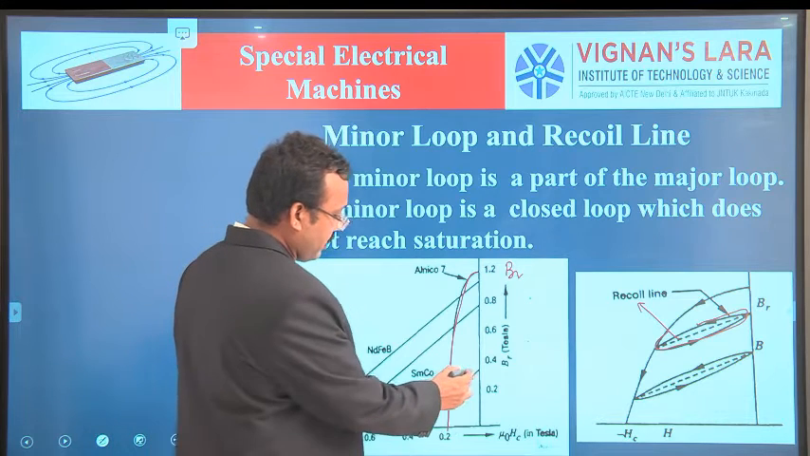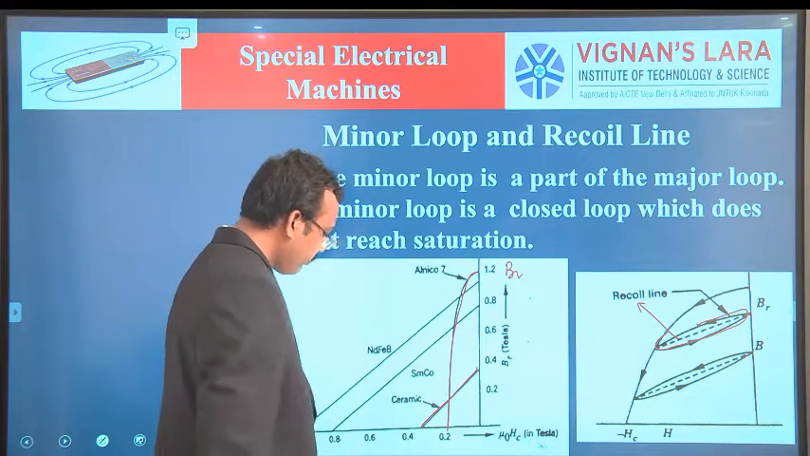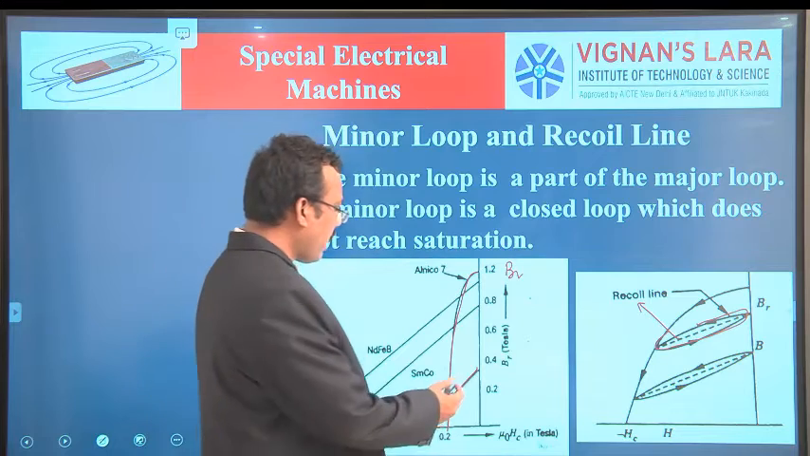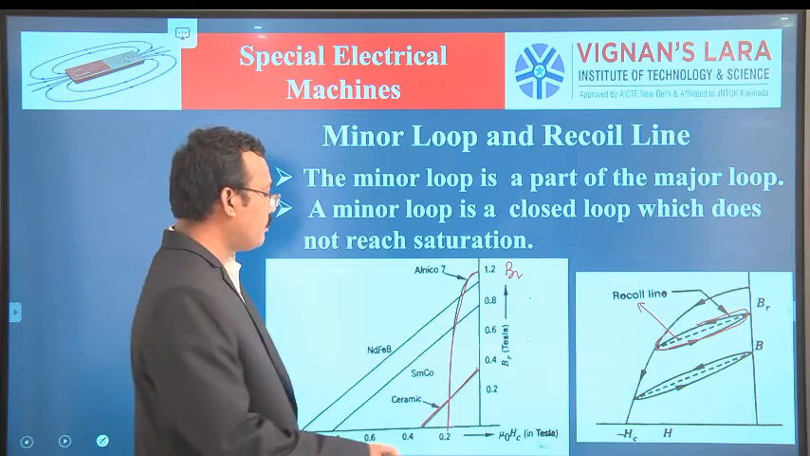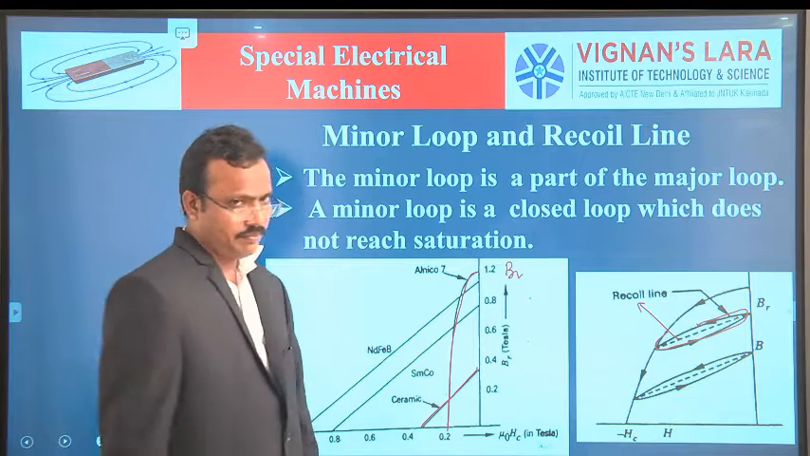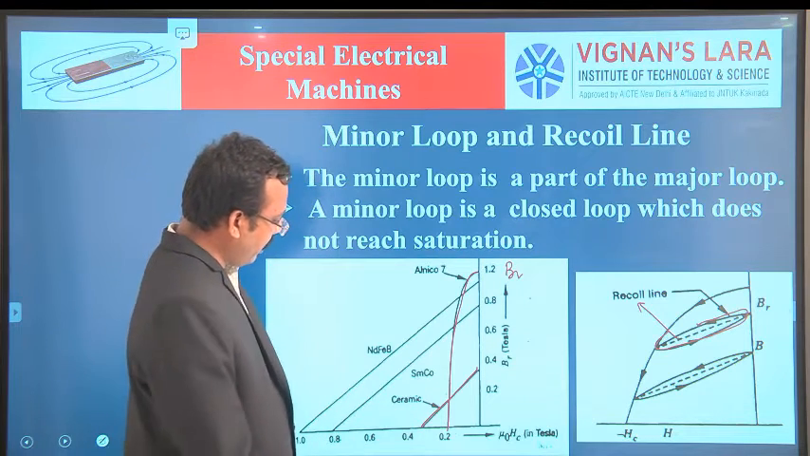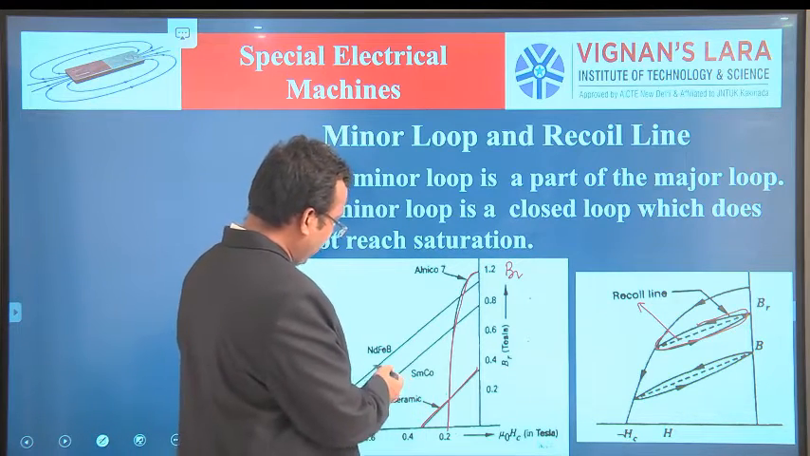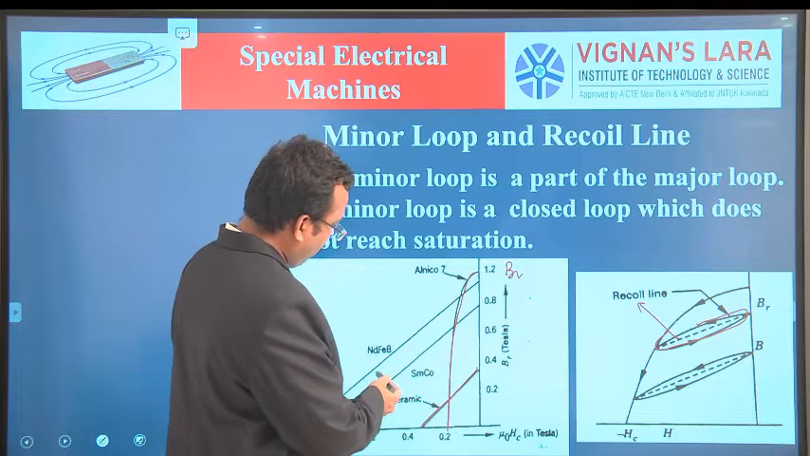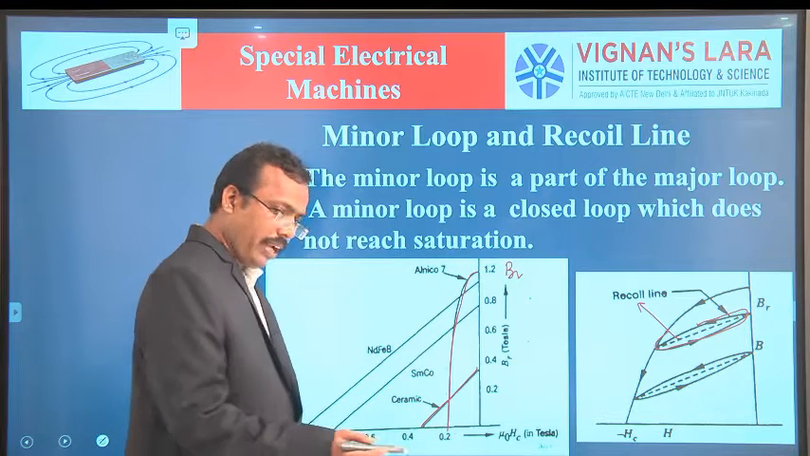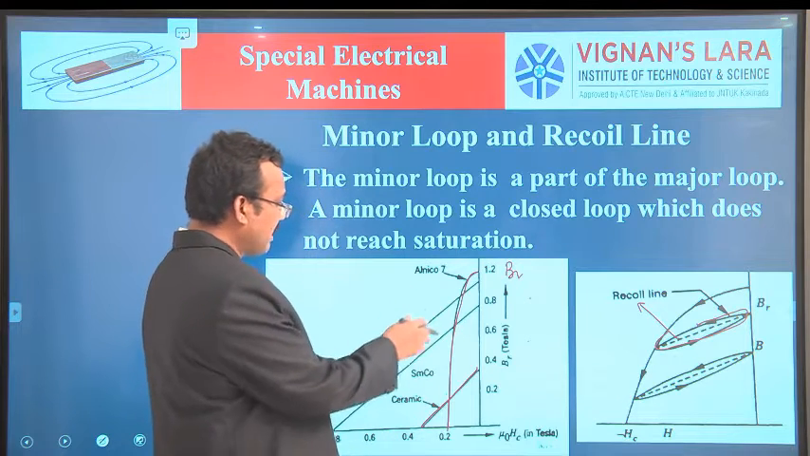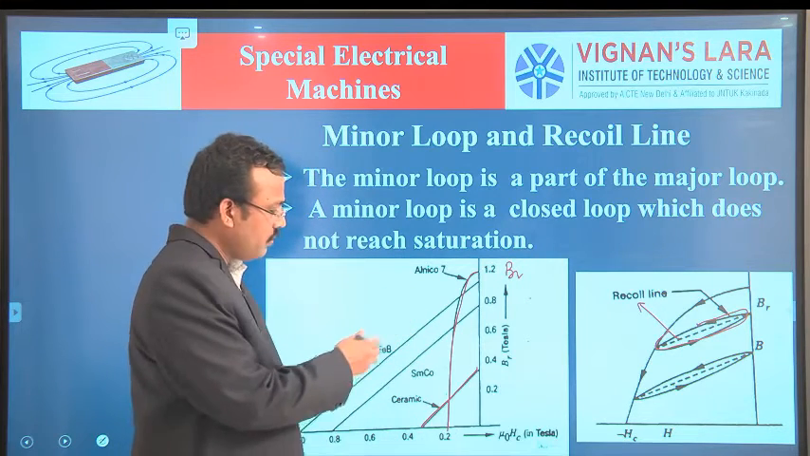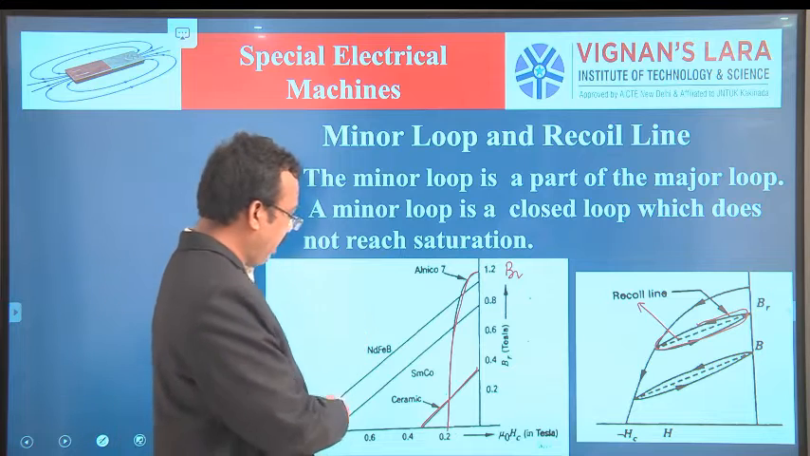Similarly, the ceramic magnet has a lower value of BR and a relatively higher value of HC. Similarly, the other magnets are the SmCo magnet and the neodymium iron boron magnetic material. These two materials have similar values of BR and HC.